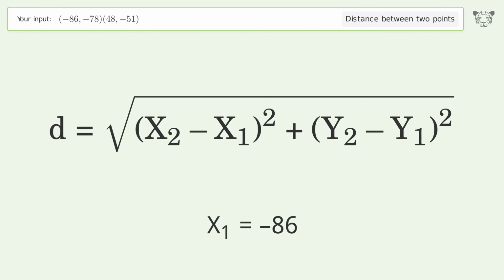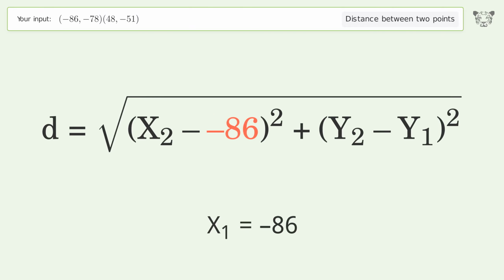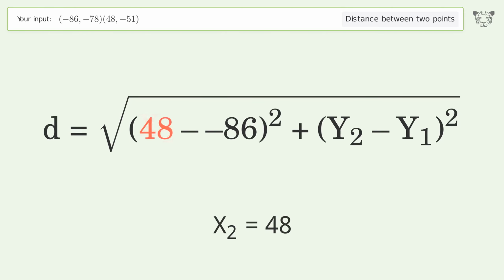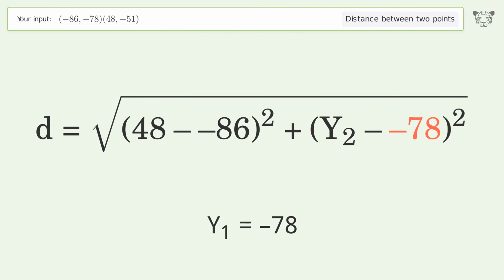x1 equals -86. x2 equals 48. y1 equals -78. y2 equals -51.